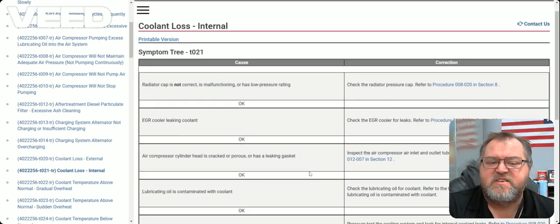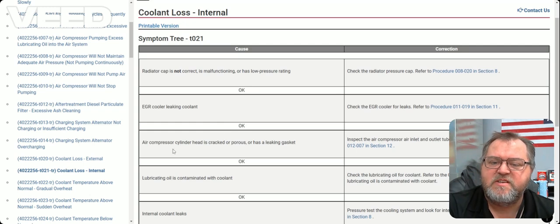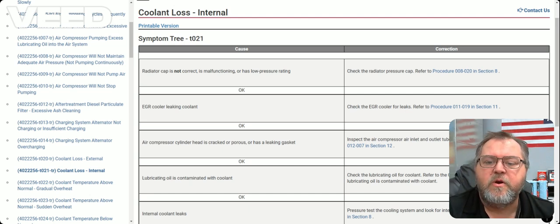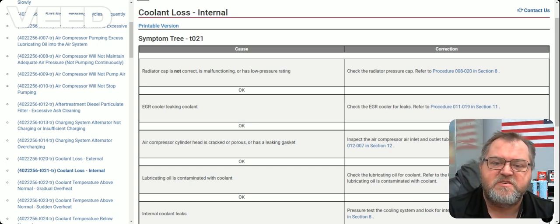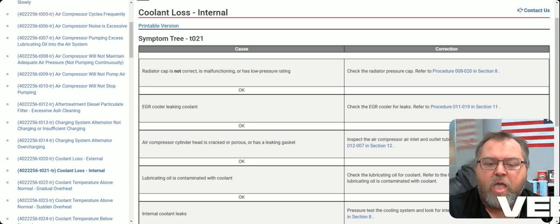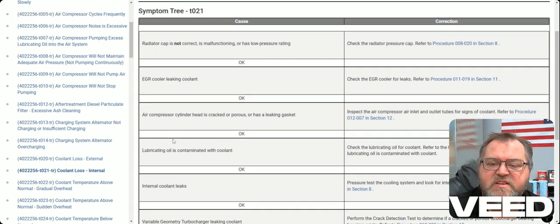The next step it has in the troubleshooting tree here is the air compressor cylinder head is cracked or has a leaking gasket. So here it's talking about going to the air compressor. And like I said earlier, if your engine doesn't have an air compressor, this will not apply to you. Then if that's okay, it says lubricating oil is contaminated with coolant. I don't understand why that's on there, because that's the whole reason we're in here. It says refer to the coolant in the lubricating oil symptom.